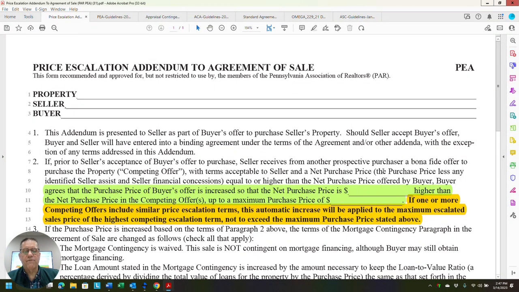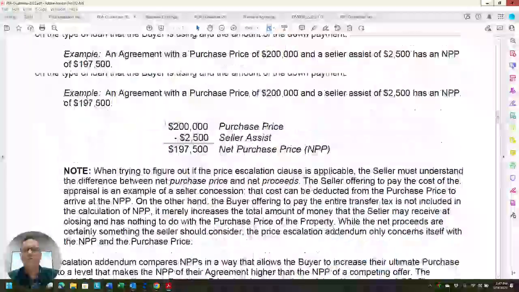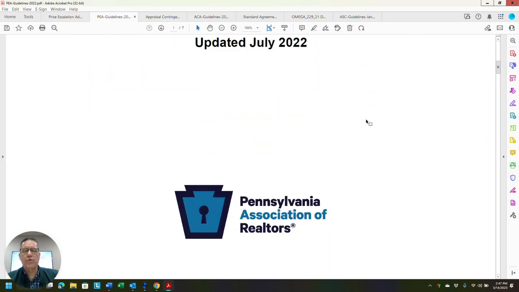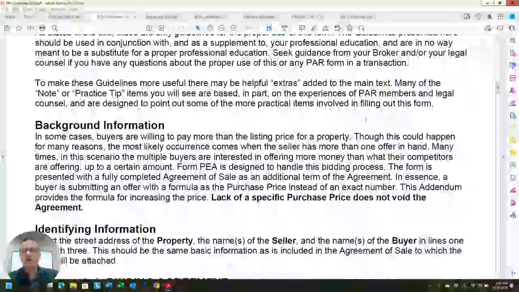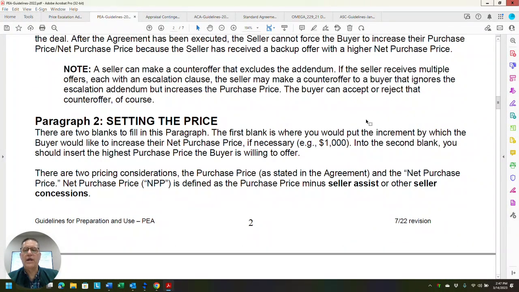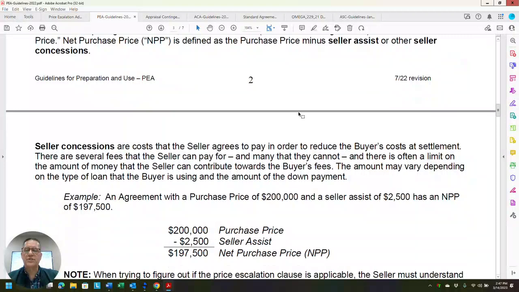This is better defined and described in a document, which is the guidelines. You can find this on the PAR website: the guidelines for the price escalation addendum for the agreement of sale. It explains why it exists, the background behind it, and then each of the terms that are there, defining each of those terms. It's important to understand that this is a binding agreement once it's signed by the seller.